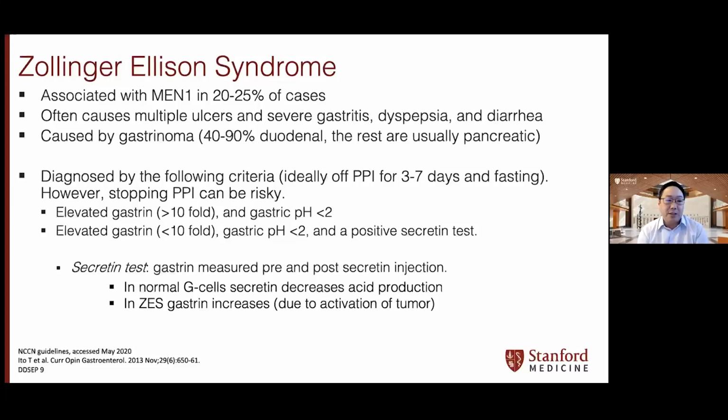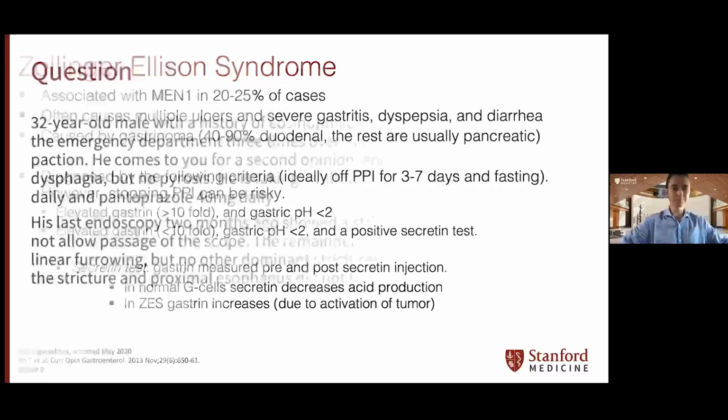And a secretin test is measured pre and post secretin injection. So in normal G cells, secretin decreases acid production. In Zollinger-Ellison syndrome, gastrin increases due to activation of the tumor. So this directly comes from the DDSEP 9, and I don't think that the question would be written the way it is, but I certainly would understand the association between gastrin and PPIs. It's a very popular topic to address. Thank you, Dr. Huang.